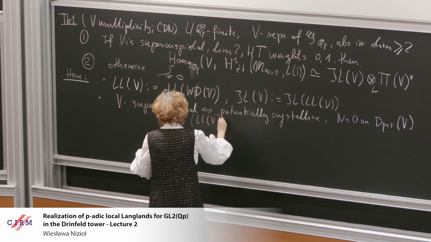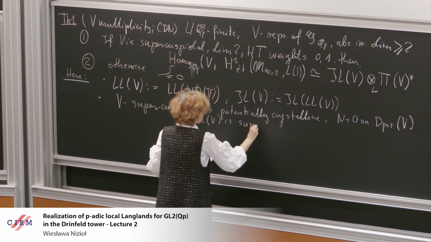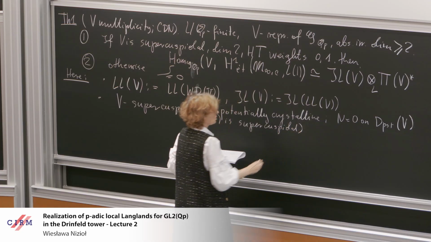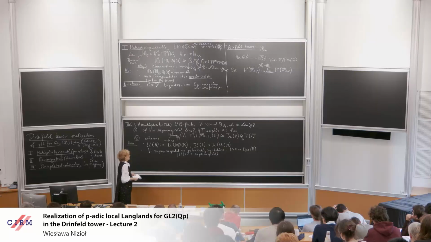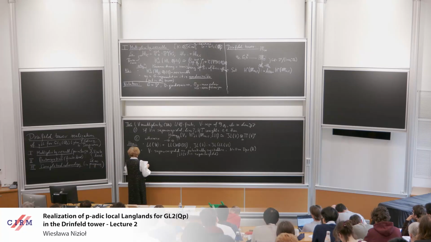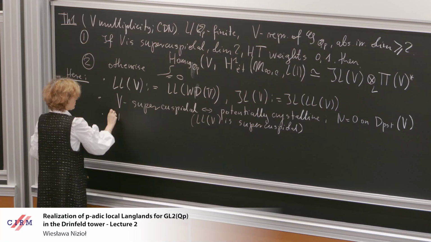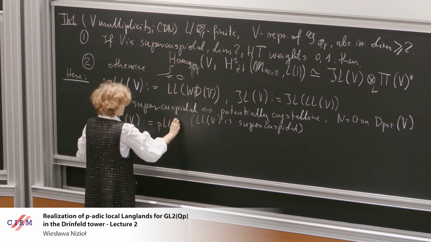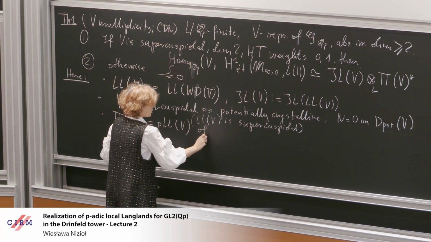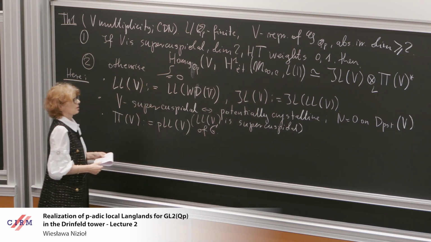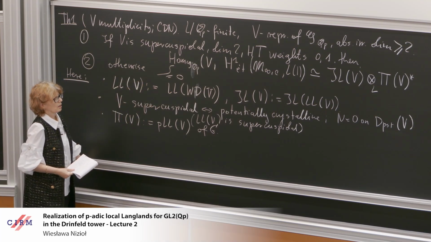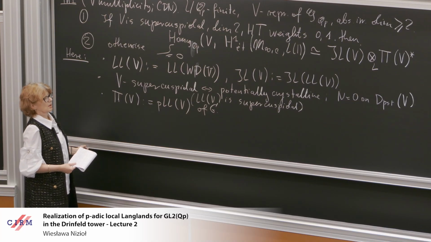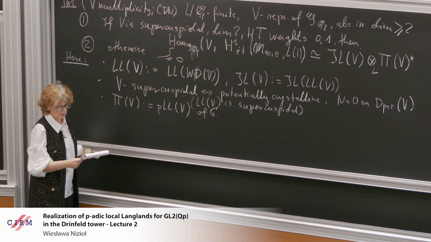And what else? LL of V is supercuspidal in the usual sense. I think that's all I need here. And now capital Pi of V is going to be the p-adic local Langlands of V for G, so a representation of G. Okay, so it looks exactly like you might guess, if you are very optimistic, how it should look.